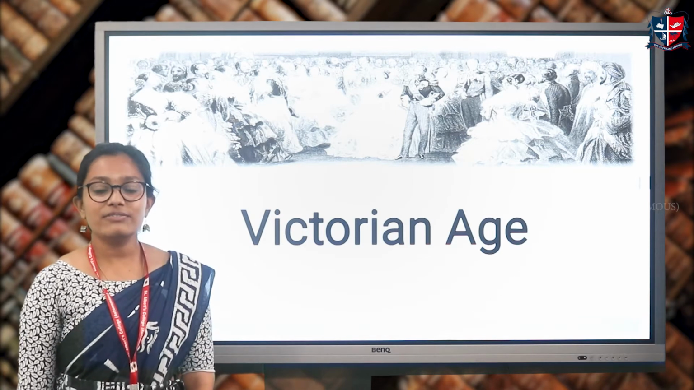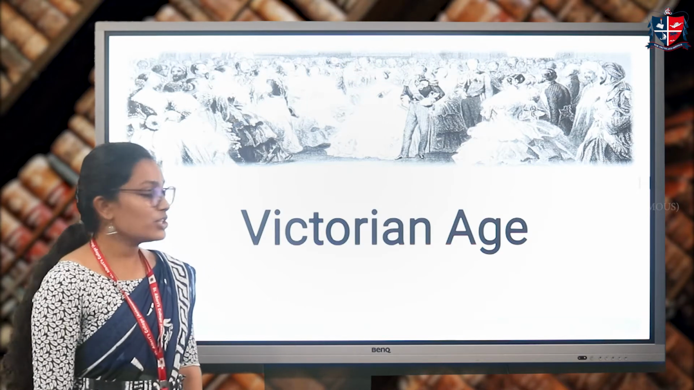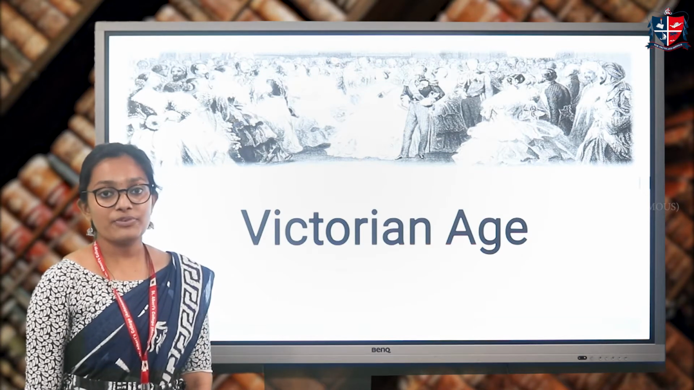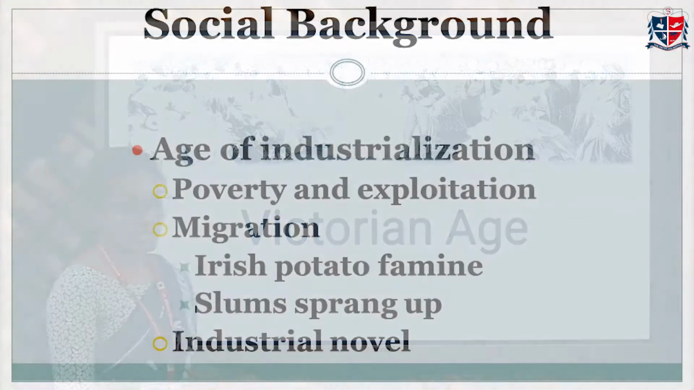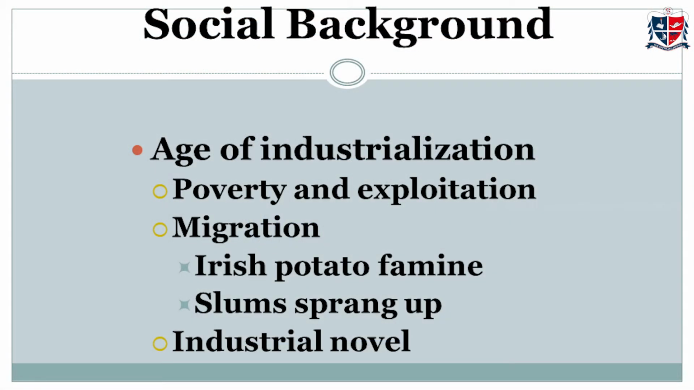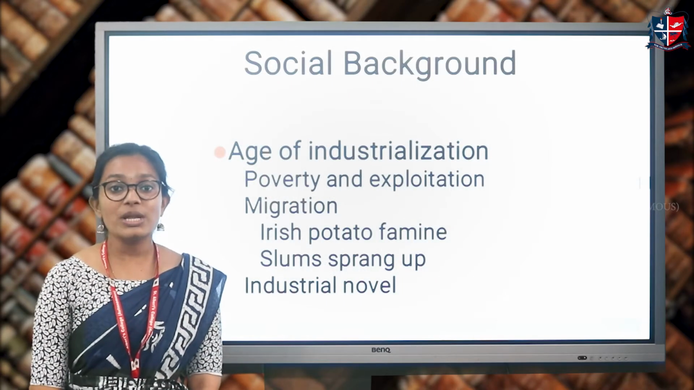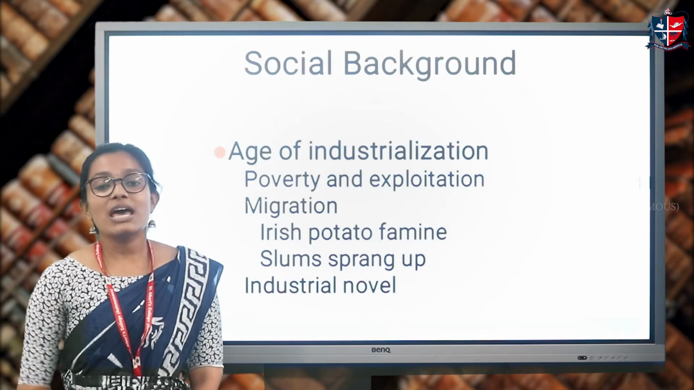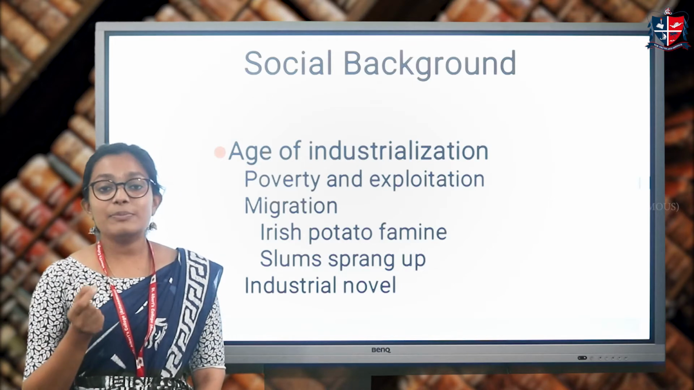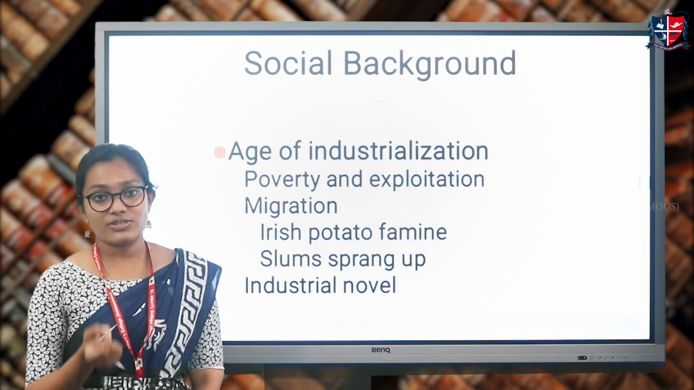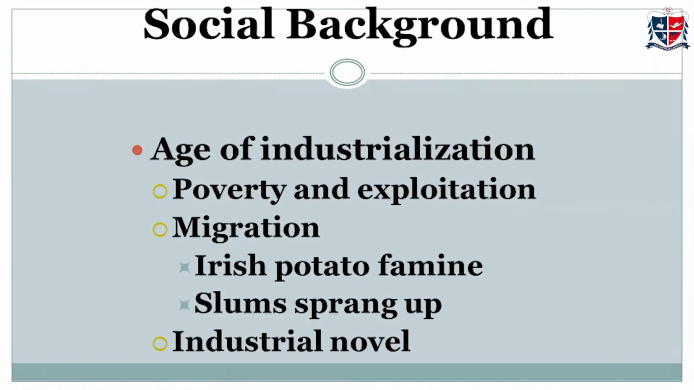So in this session, we are going to deal with the Victorian age. The name Victorian age has come from Queen Victoria because she was ruling at that period. So before moving on to the literature of the Victorian period, we need to know what the social background was at that time. Because whenever a writer writes something, definitely he will get an influence from the society. So we need to understand what the social background of that time was.